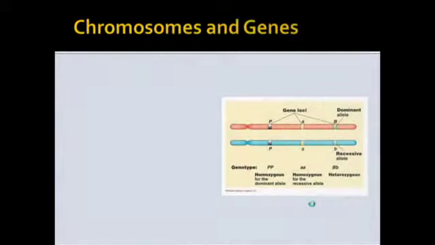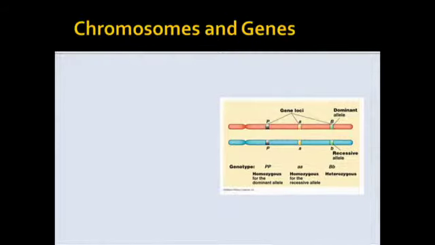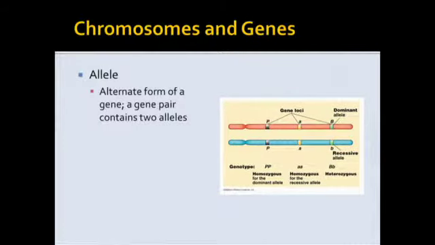So chromosomes are where the genes can be found, right? So here you can see that alleles are alternate forms of that gene, right? So here we have a pair of chromosomes where the gene pair contains 2 alleles, right? So for example, in this red one, we have this allele here, BB, this allele here, AA, and this allele pair here, PP.